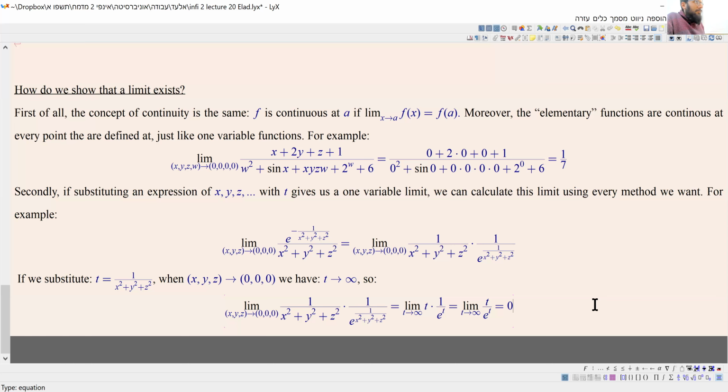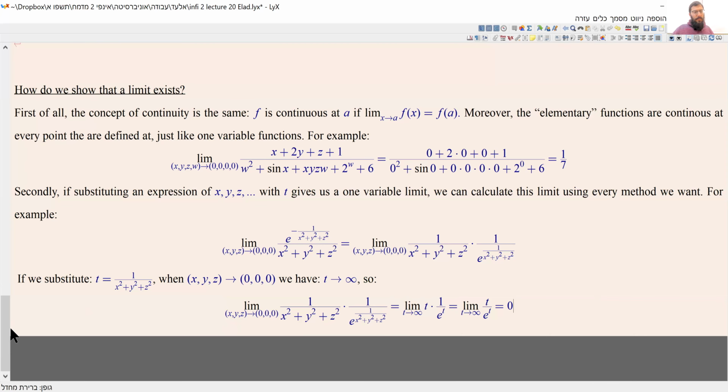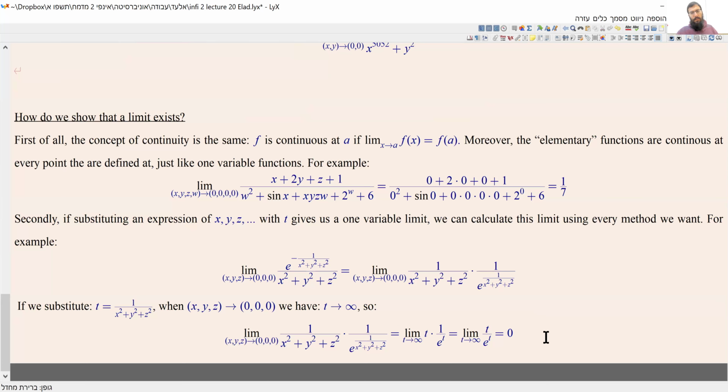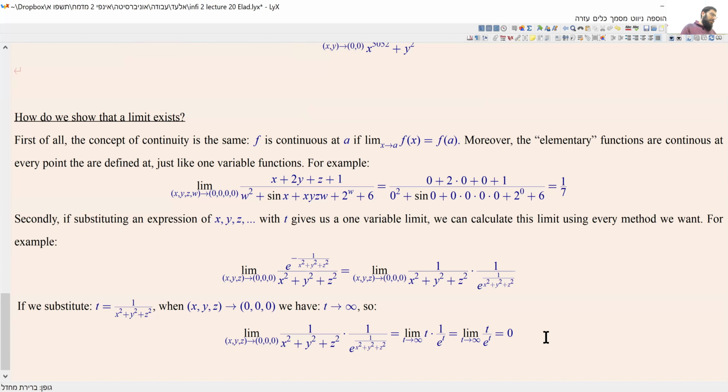Okay. But of course, most of the time these are not the cases. We cannot simply put in our values because the denominator is zeroing or something, and we cannot substitute t for some expression of x, y to get a one variable limit. What can we do? It comes to the limit that intuitively exists. We know that the degree of the numerator is greater than the degree of the denominator. How do we prove it?